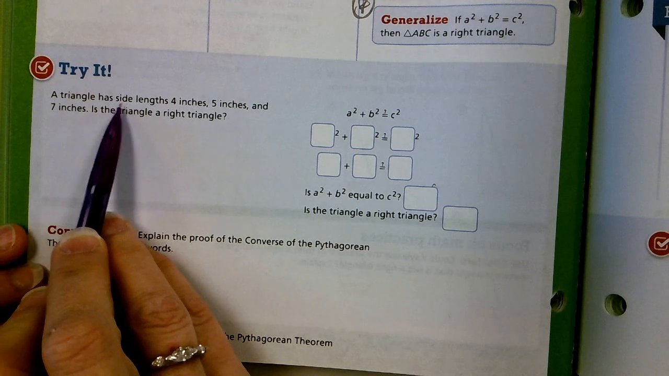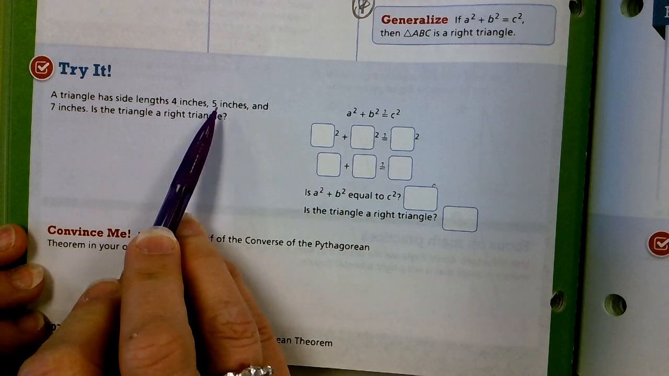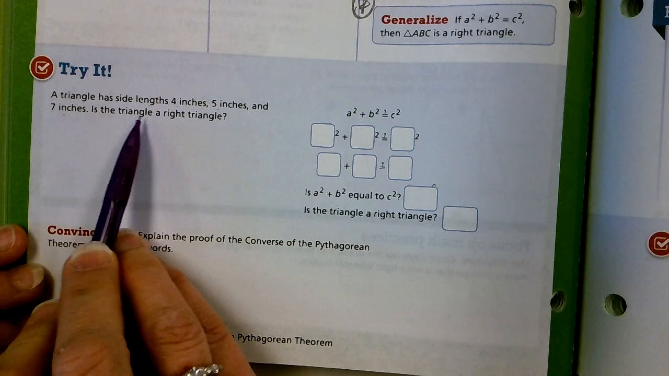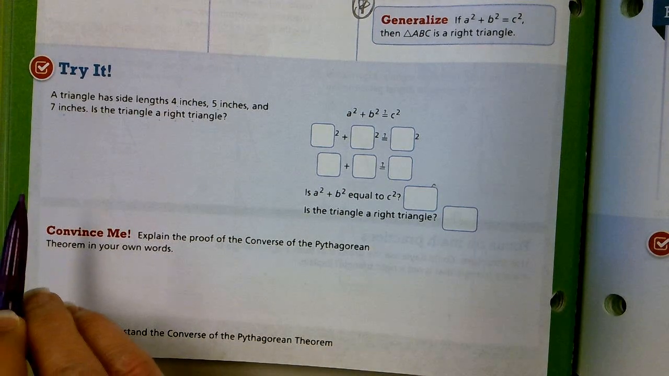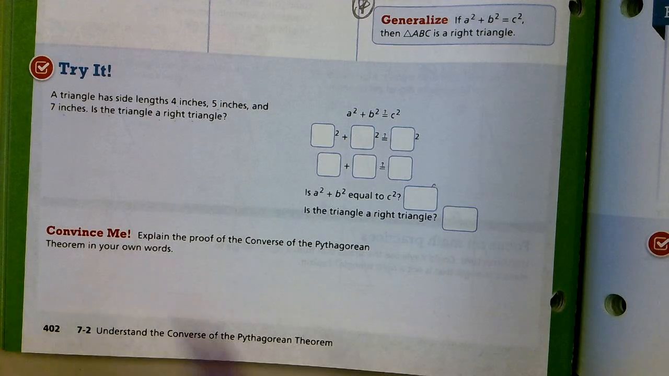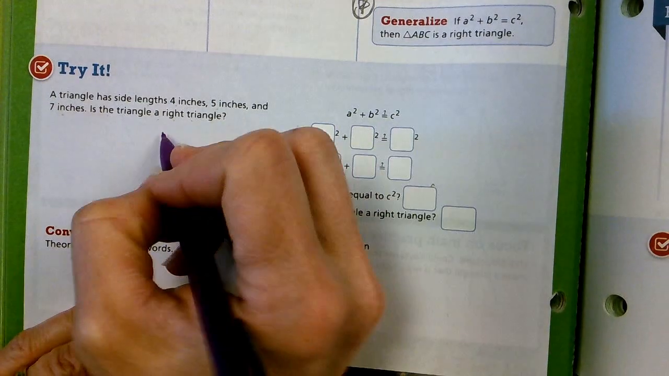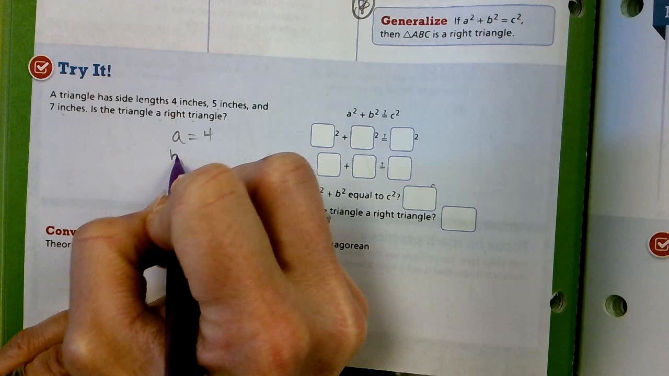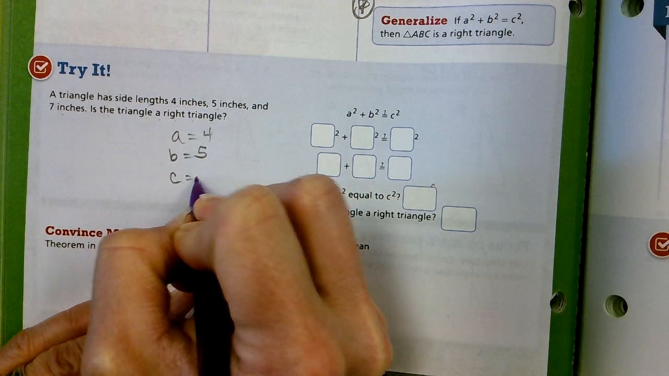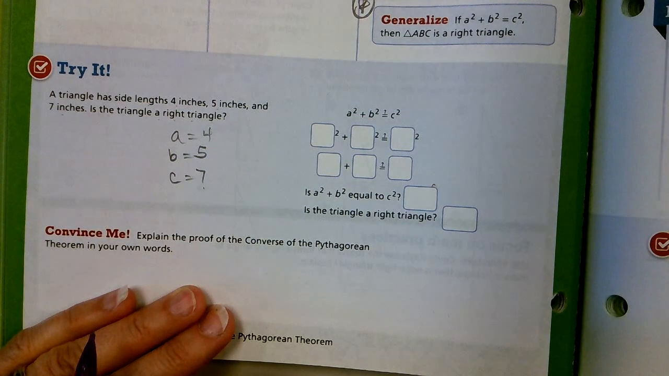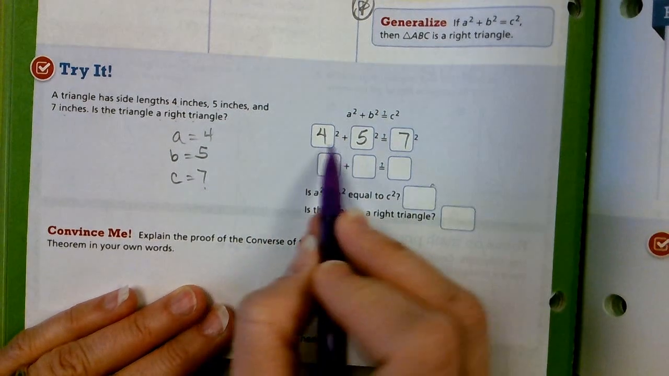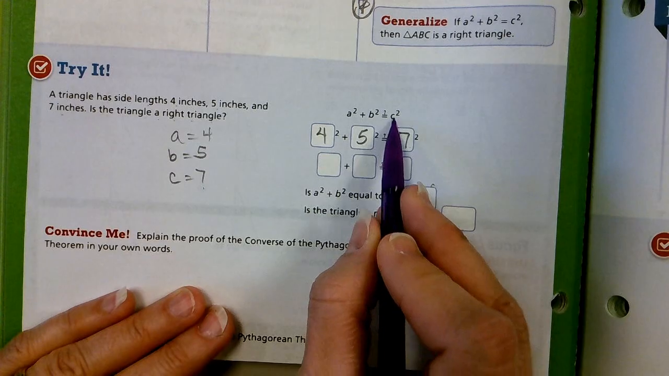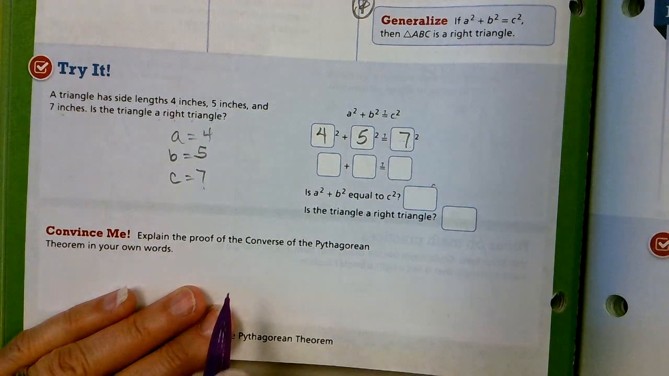You have a triangle that has side lengths of 4 inches, 5 inches, and 7 inches. Is the triangle a right triangle? You are basically answering yes or no, however you have to back it up with mathematical facts. We know that A is going to equal 4, B is going to equal 5, and C equals 7 because 7 is our longest side. So 4 and 5 are interchangeable, but the longest side must be in that place where C is located.